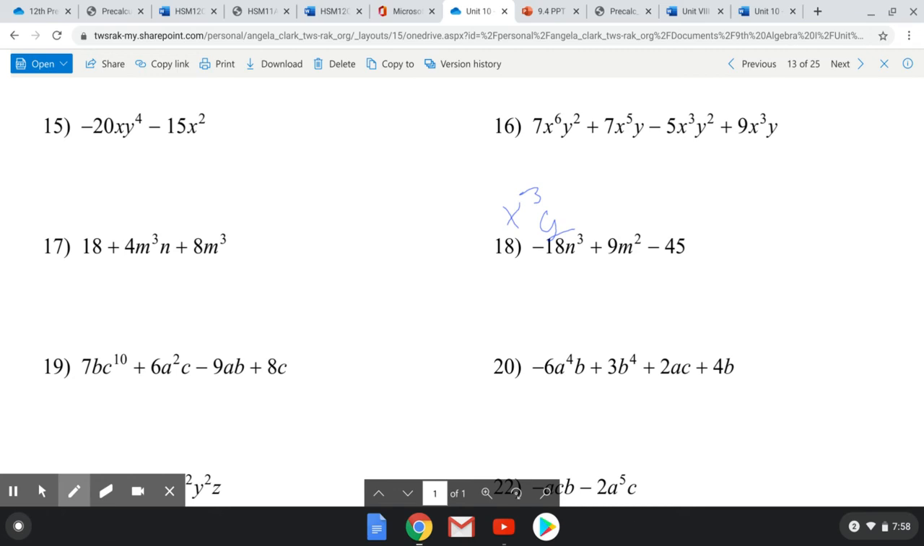So now I need to figure out what I have left. So I'm just going to divide each thing individually by x to the third y. So x to the sixth divided by x to the third, subtracting the exponents. 6 minus 3 is 3, so we get x to the third. Y squared divided by y. Right, 2 minus 1 is 1, so that's just y.